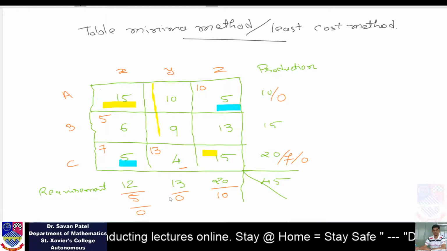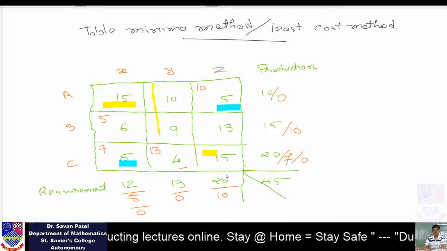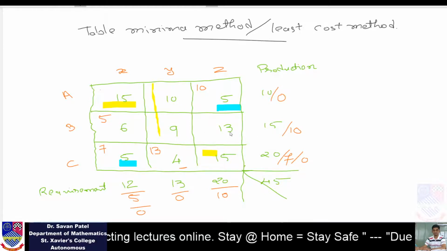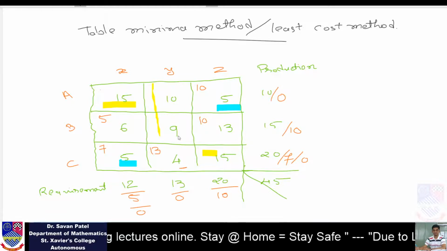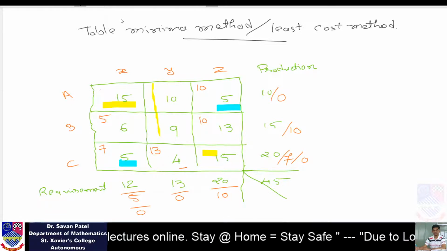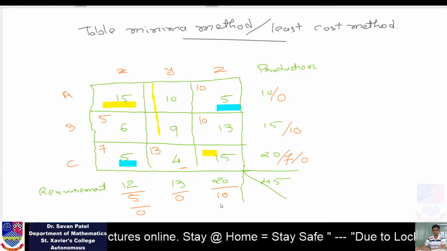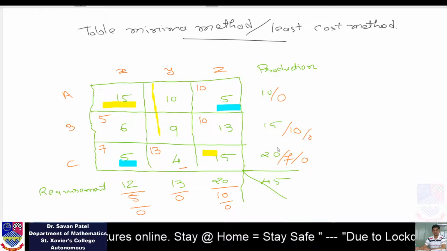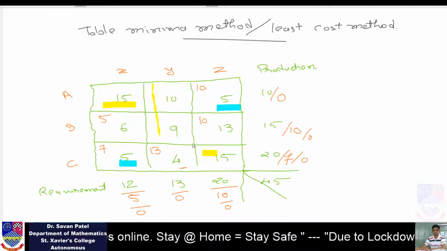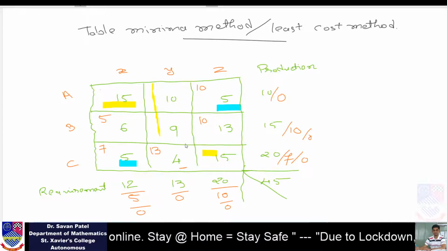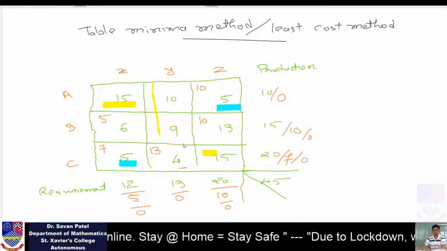Then we are left with 0 here and 10 here. Then only one cell is left, that is 13, and the minimum of 10 and 10 is 10, so we will allocate 10 units there. Now here we are left with 0 and here also we are left with 0. So this is another method to give a feasible solution to the given transportation problem.